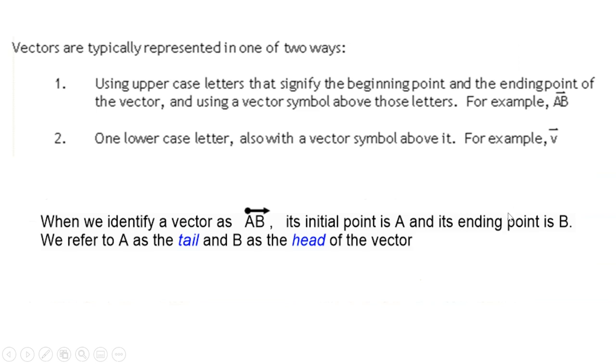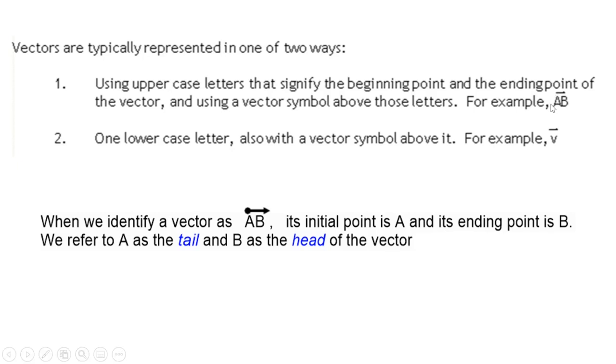Vectors are usually represented in one of two ways, right? And you need to be comfortable with both ways. You can either use an uppercase letter that signifies the beginning and end of the vector. And you would see, for instance, this AB that I'm pointing to here, where the vector is basically going from A to B. So the arrow on top is giving you the direction in which the vector is going, as we just said, direction matters, right? So this arrow on top tells you the direction that the vector is going.